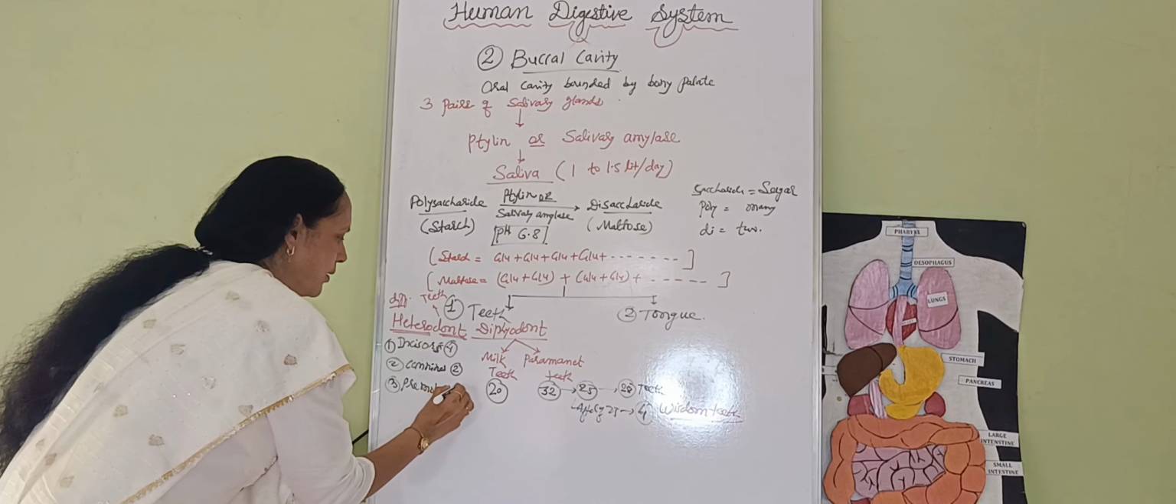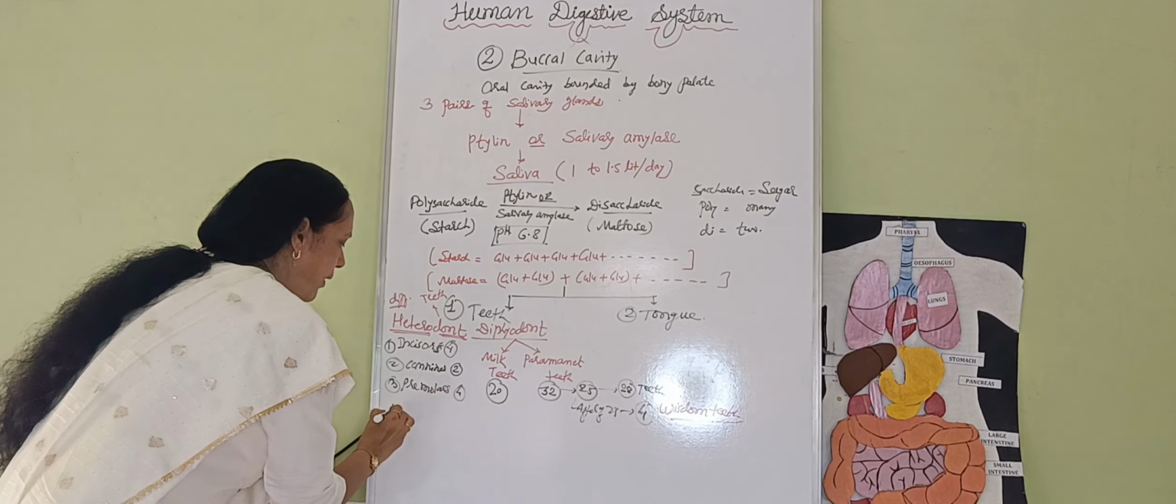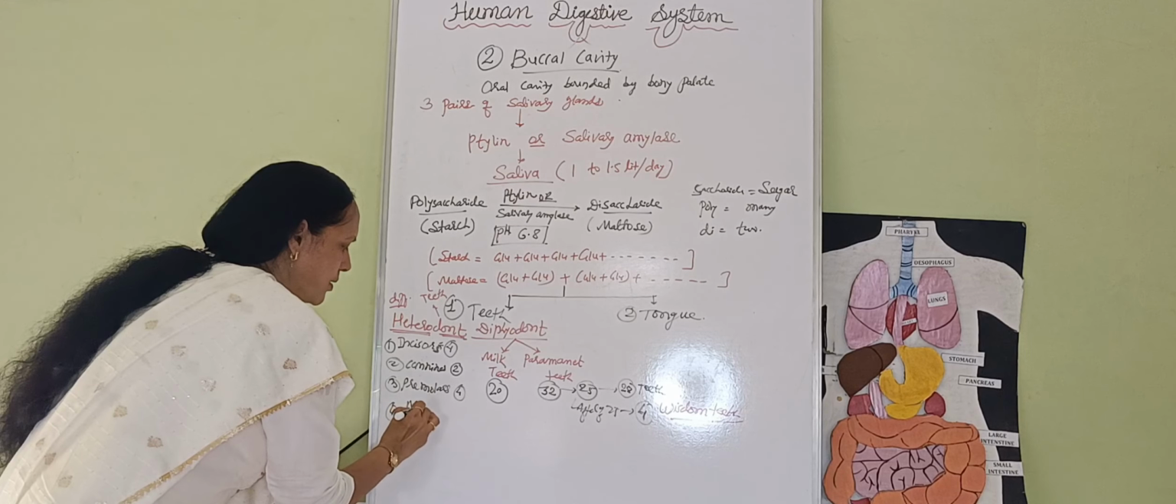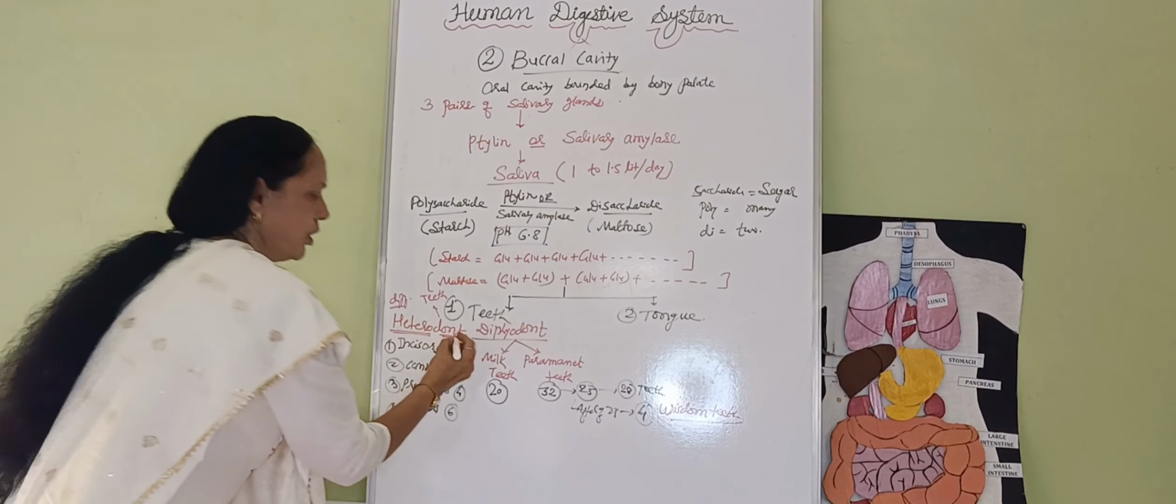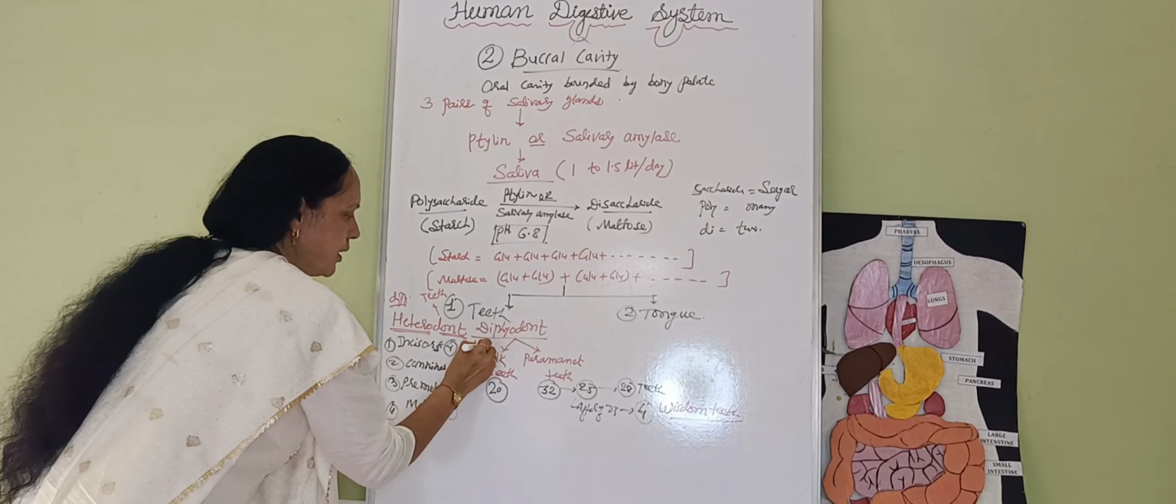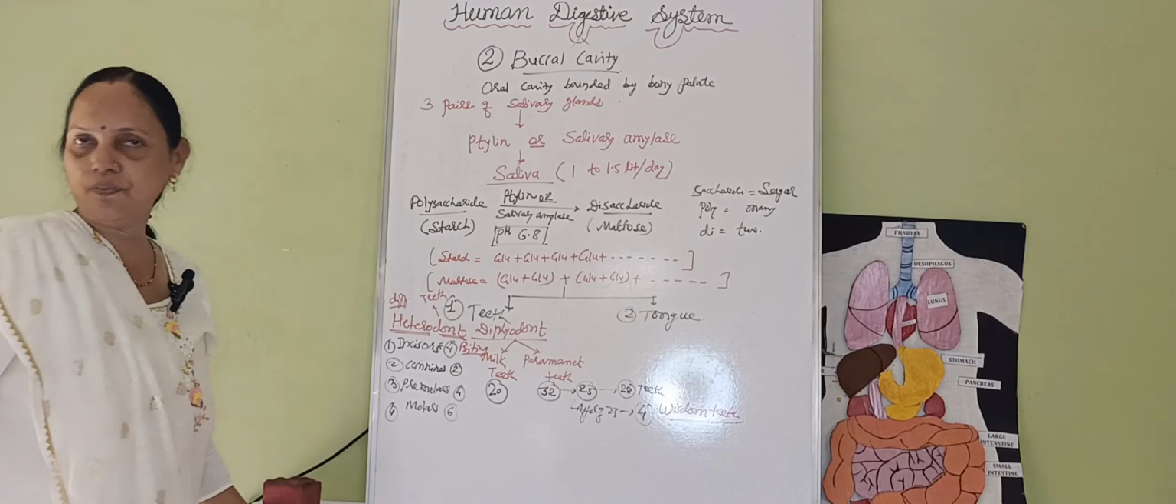Premolars, these are 4 in number. And lastly, the fourth one is the molars. These molars are 6 in number. Out of these, the incisors are useful for biting the food. We are biting the food, so these are useful for biting the food material.